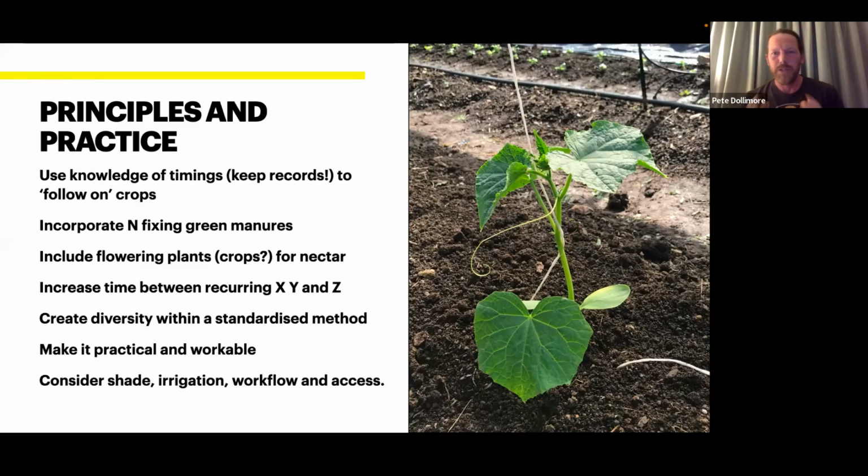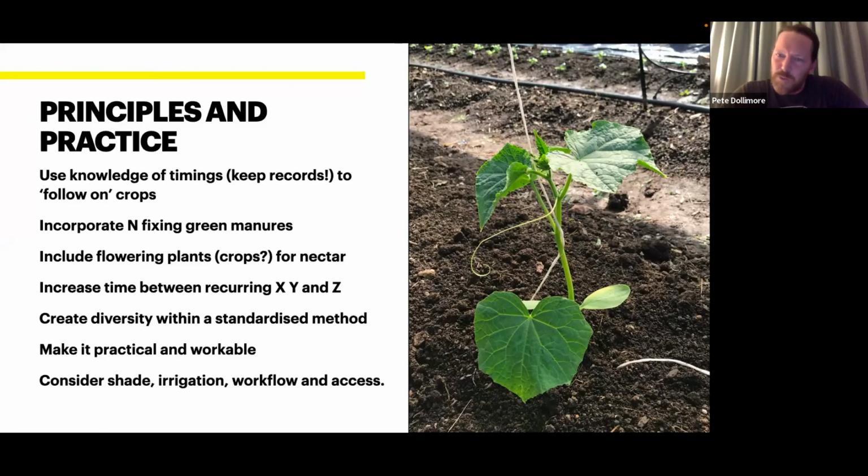If you can have a standard method that you're using, a bed system, sizes of beds, sets of irrigation that fit all your beds, then within that you create the diversity. Then you're onto a good thing. You can create less work for yourself and boost the energy and productivity of your system in that respect. But it's got to be practical, it's got to be workable.